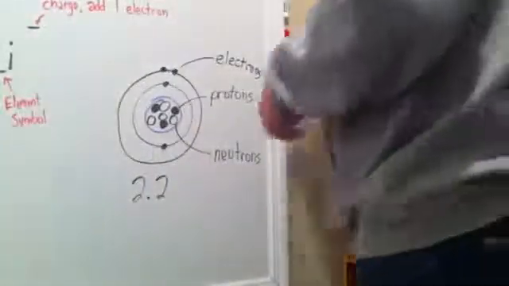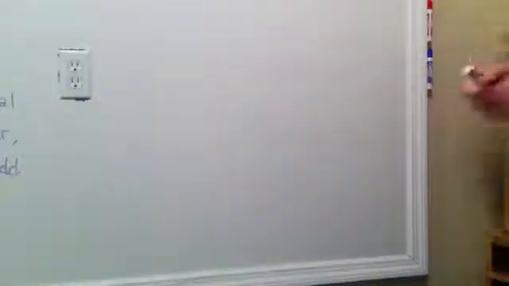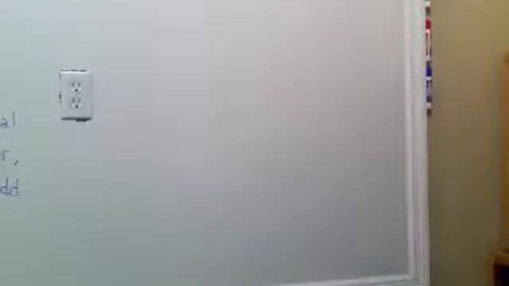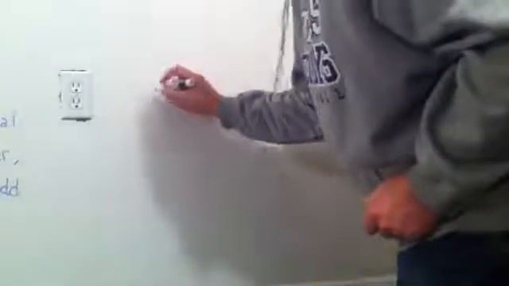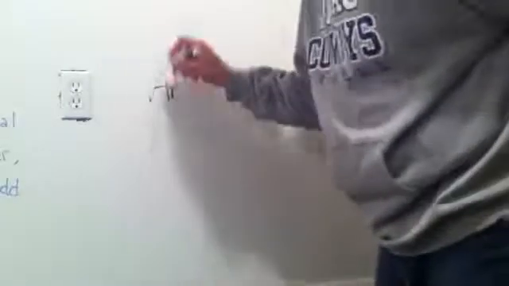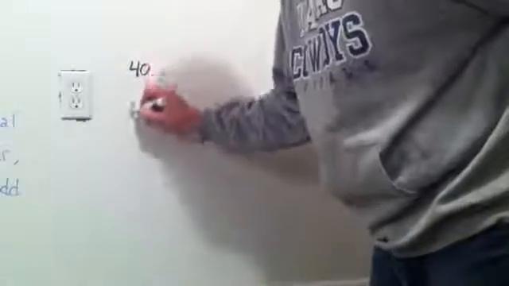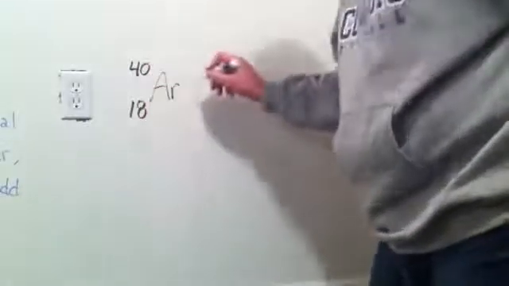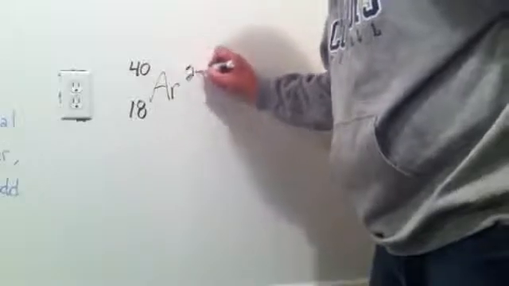But let's do another atom, one with a positive charge on it. So let me erase this, and we'll do one with a positive charge. The one I'm going to choose is argon, just because it's the one I want to choose right now. So argon. We're going to say that its atomic mass is 40. Its atomic number is 18. And we're going to give it a charge of 2 positive.